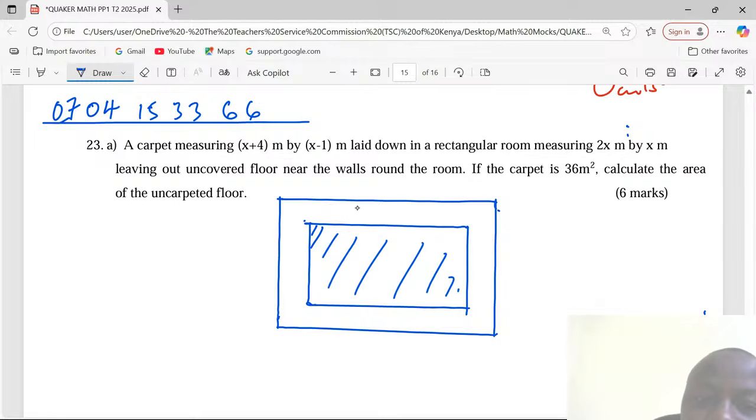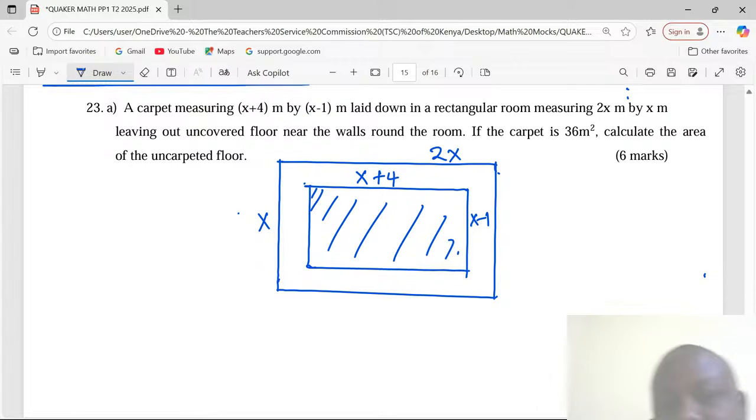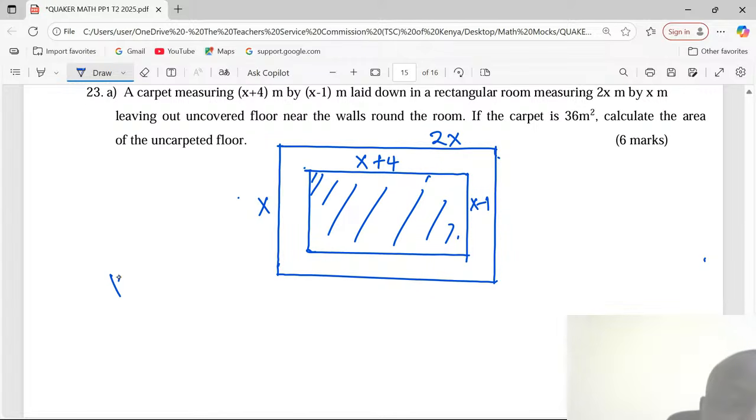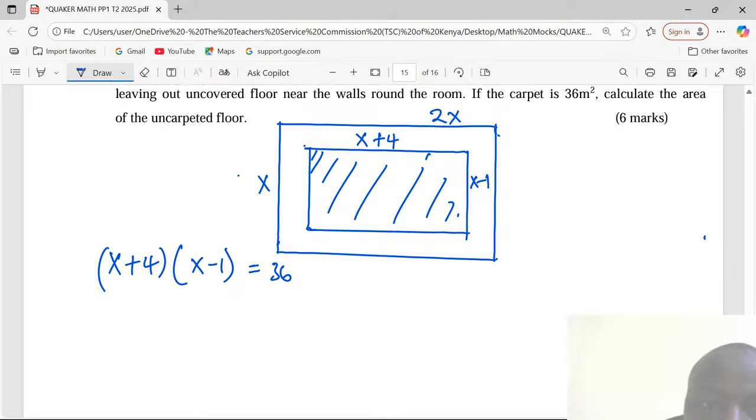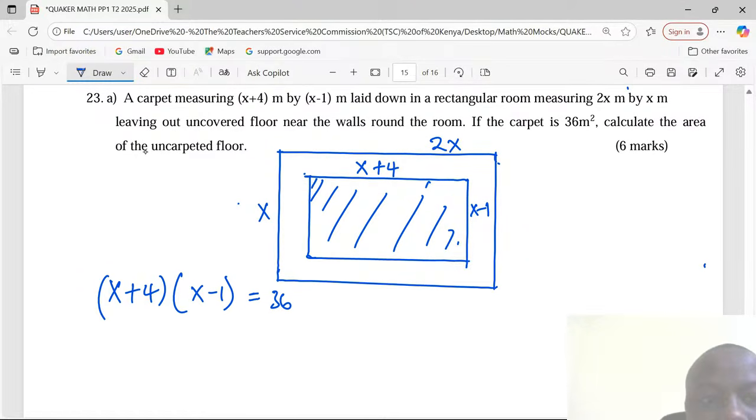Now the carpet is measuring x plus 4 by x minus 1. Then the room itself is measuring 2x by x. Further instructions are telling us that the carpet is 36 square meters. So the area of the carpet itself, when we take x plus 4 and multiply by x minus 1, we should get 36. That is the equation that we should be able to form. Calculate the area of the uncarpeted floor.